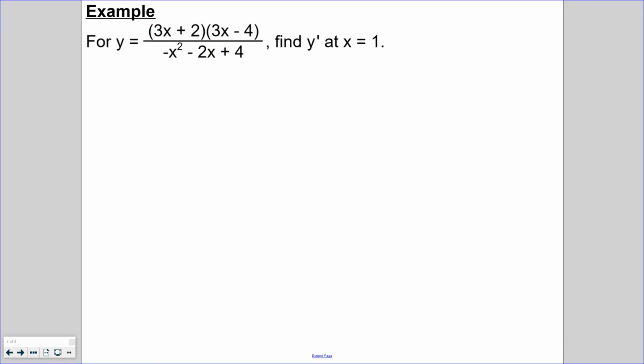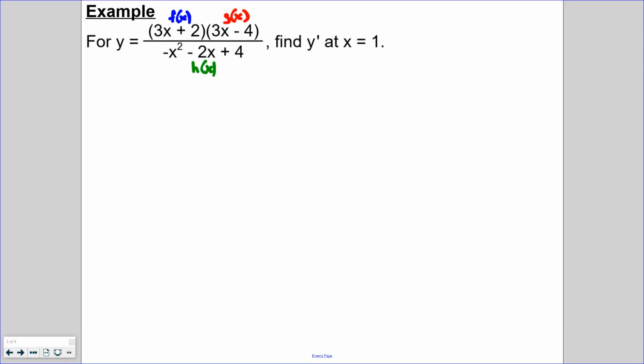Alright, so we can see here that there are actually three distinct functions. We have 3x plus 2, which we will call f of x. We have 3x minus 4, which we can call g of x. And then we have negative x squared minus 2x plus 4, which we'll call h of x. Now, because we have a product rule inside of a quotient rule, we're probably going to have to use these three functions as well as their derivatives at some point. So we might as well just go through, put our training wheels on, and figure out what these derivatives are going to be.